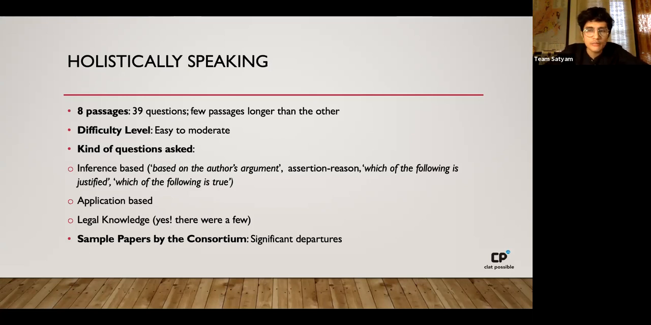Application-based are your regular questions in which you're required to apply what has been stated in the passage to a factual situation that is asked in those specific questions.